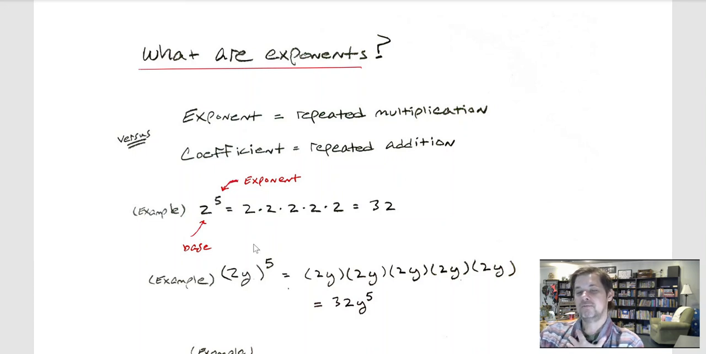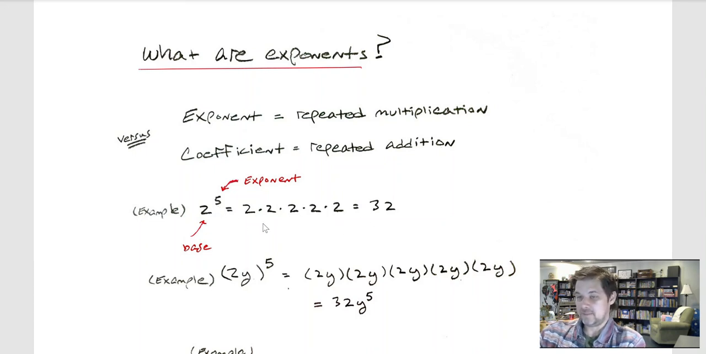Okay? So first, with the exponent, suppose I have 2 to the 5th power, which is the way I would read that. That 5 is called the exponent. The 2, the thing that gets the exponent, the thing that we raise to the power, that's called the base. All right? But exponents do mean repeated multiplication. That's what they indicate. So 2 to the 5th power means you multiply 2 by itself 5 times.